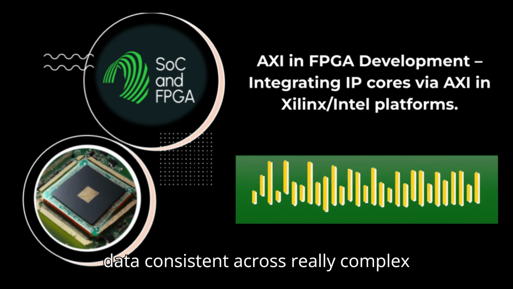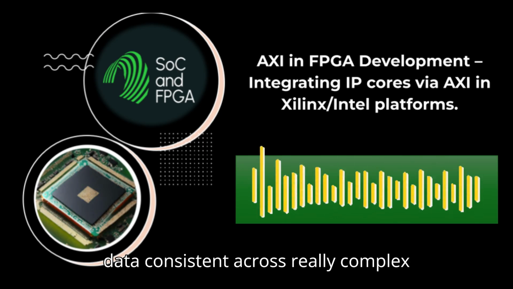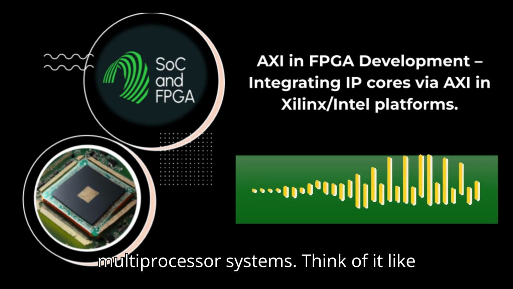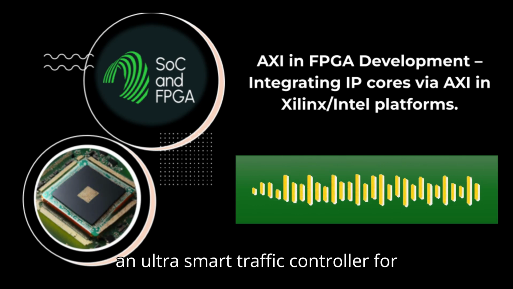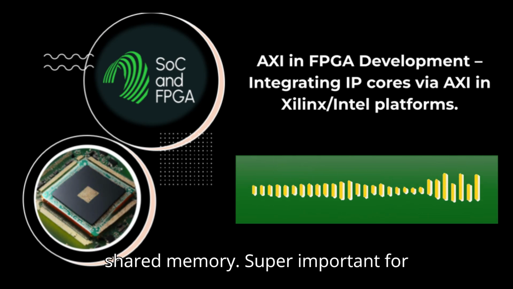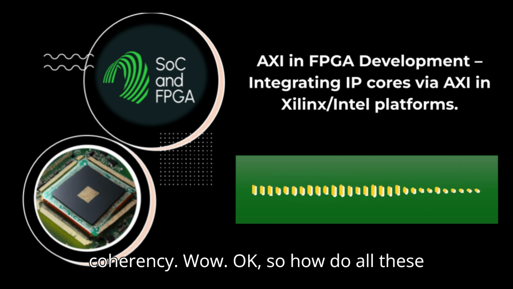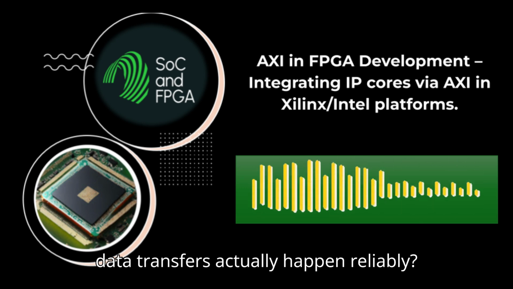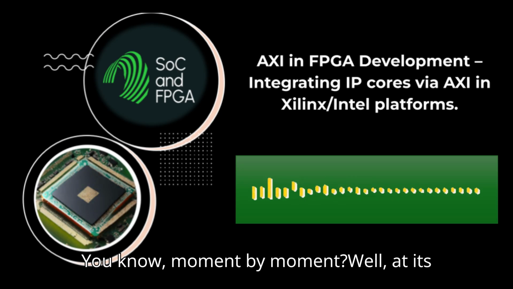That helps keep data consistent across really complex multiprocessor systems. Think of it like an ultra-smart traffic controller for shared memory. Super important for coherency. Wow, okay, so how do all these data transfers actually happen reliably, moment by moment?